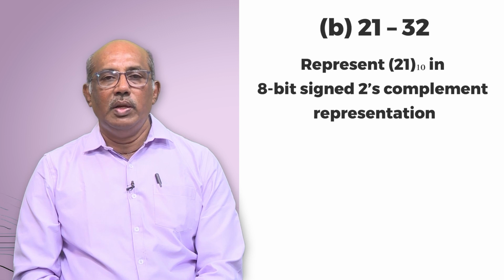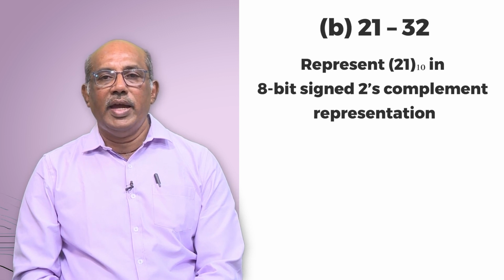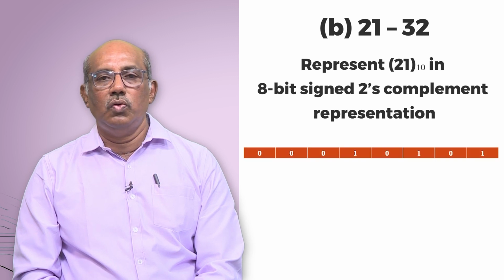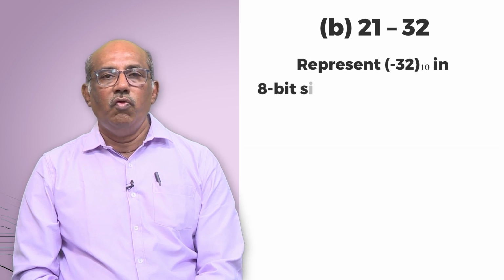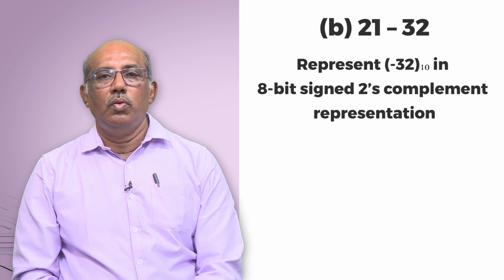Now, come to the second question. Here the question is 21 minus 32. That means, the subtrahend is greater than the minuend. As we have done earlier, represent your decimal number 21 in 8-bit sign 2's complement representation, and we get 0, 0, 0, 1, 0, 1, 0, 1 with the most significant bit as 0 and the least significant bit as 1. Now, we will represent minus 32 in 8-bit sign 2's complement representation.